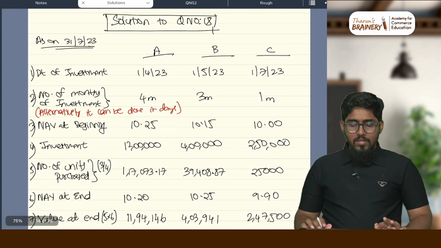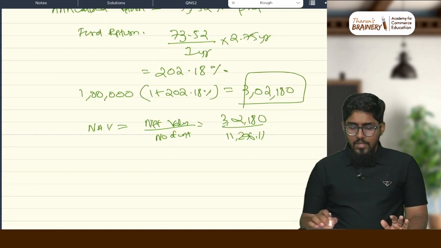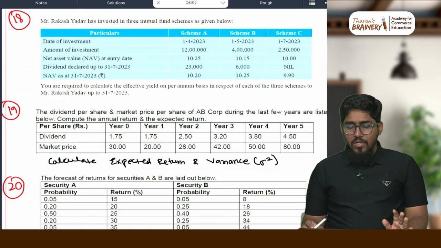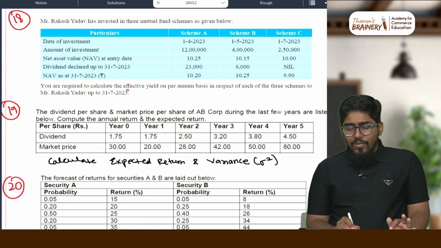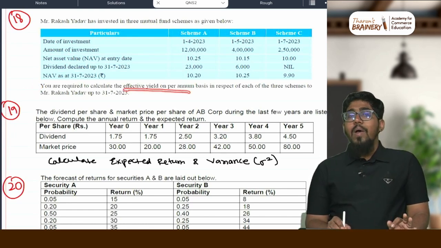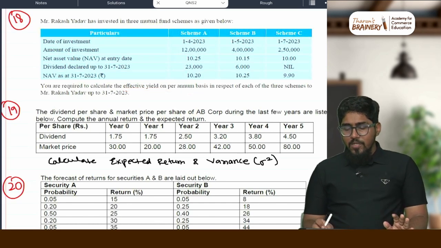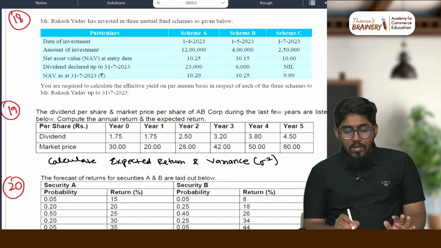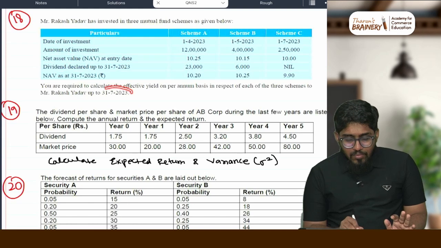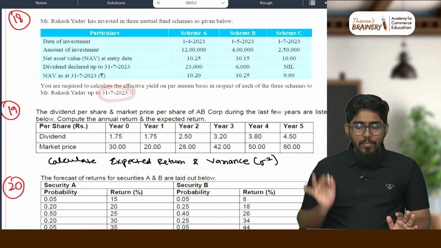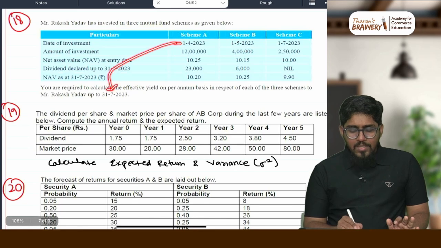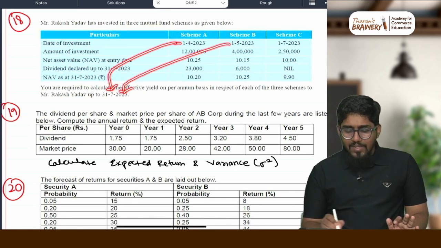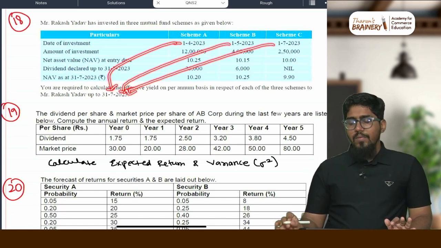Question number 18. When you read this question, always read the question first. You are required to calculate the effective yield per annum, so annualized return in respect of each of the three schemes to Mr. Rakesh up to 31/3/2023. Very important. Which means from 1/4 to 31/7, from 1/5 to 31/7, from 1/7 to 31/7.